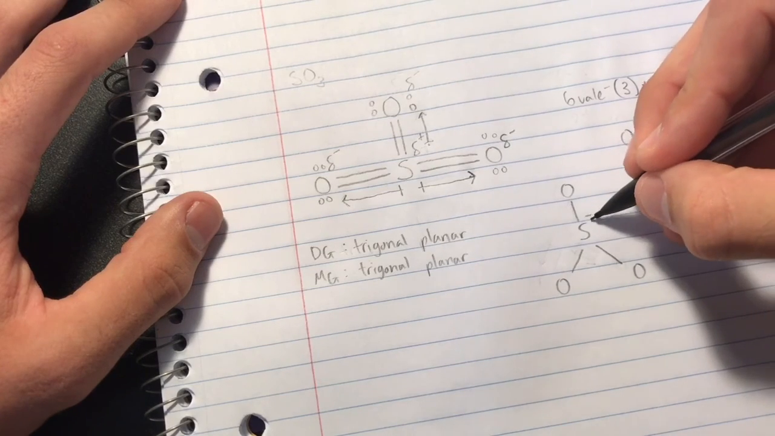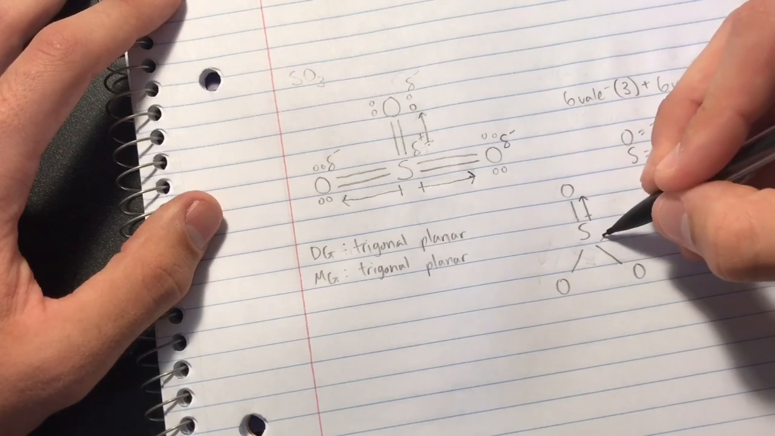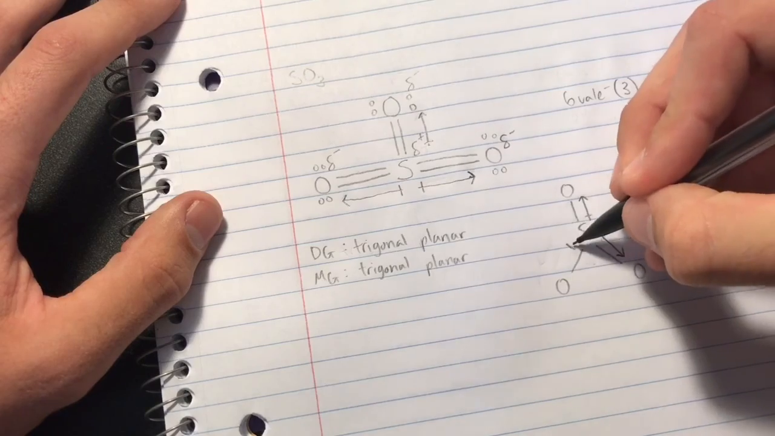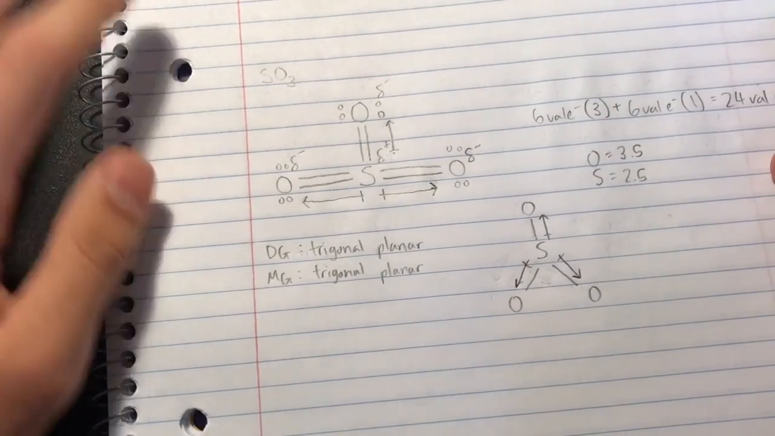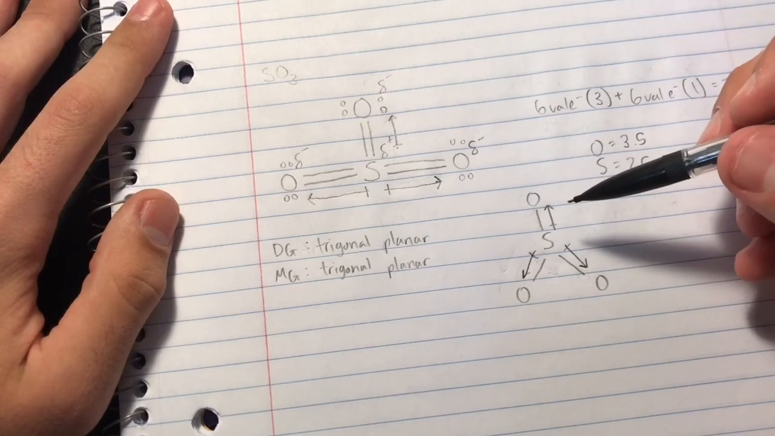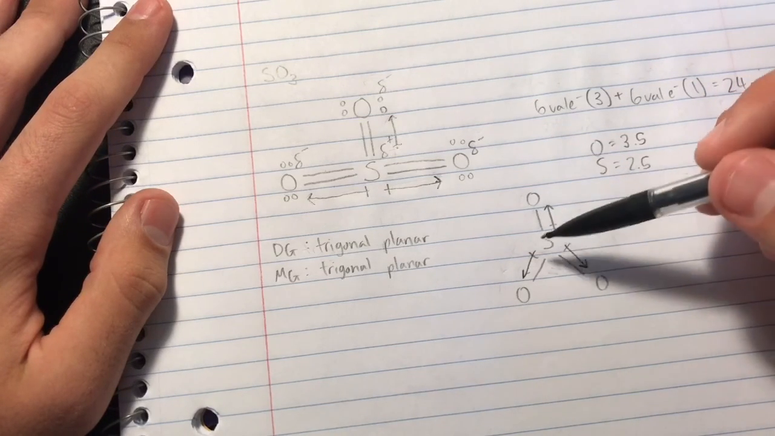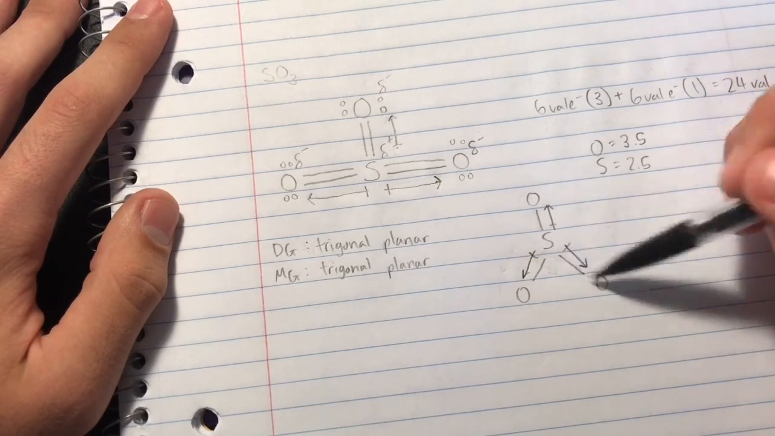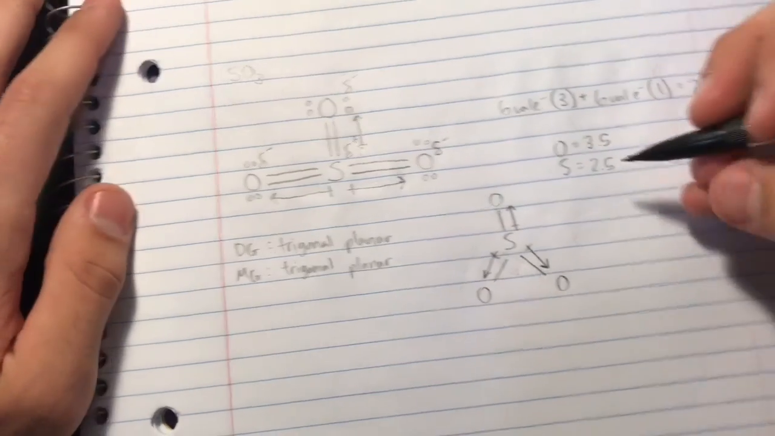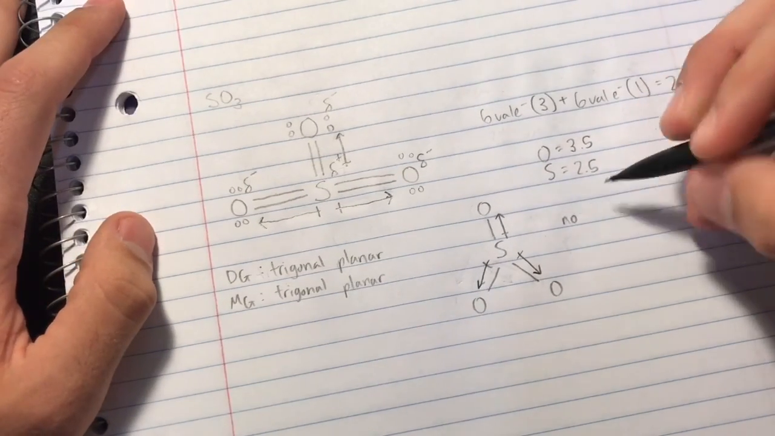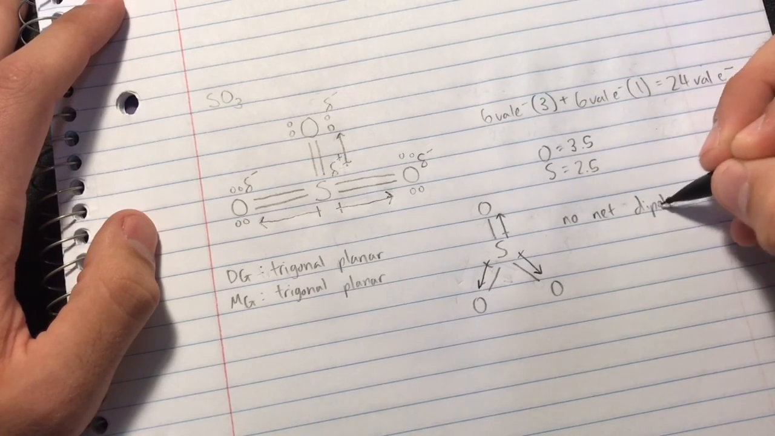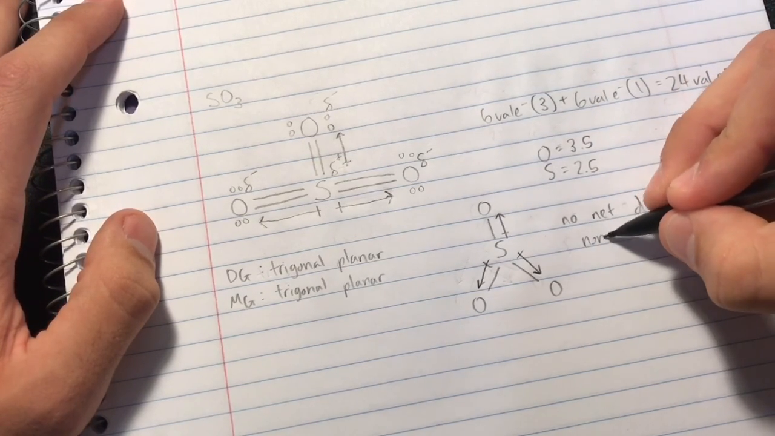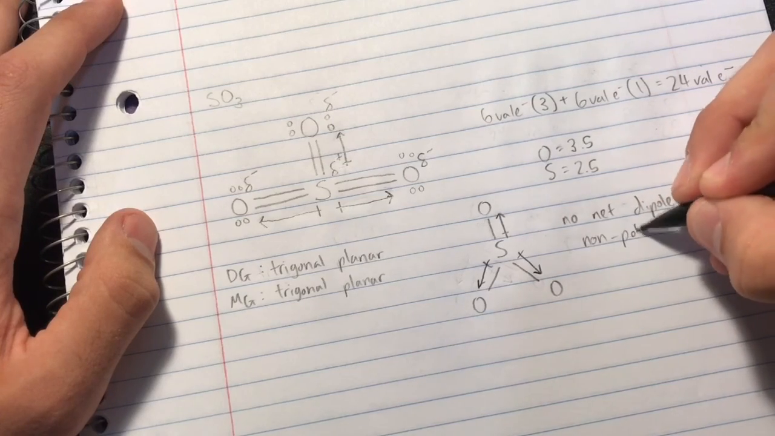I'm going to go ahead and redraw the bond dipole arrows. Should get something like this. And because there is equal distribution in the molecule, there is actually no net dipole, which means that this molecule is non-polar.